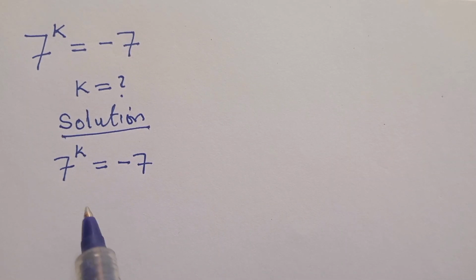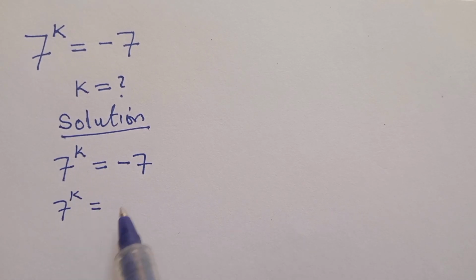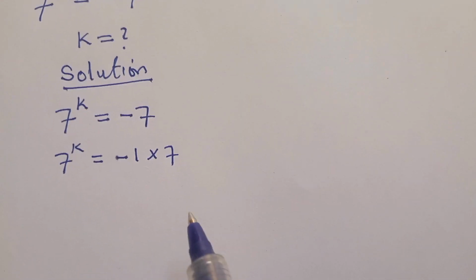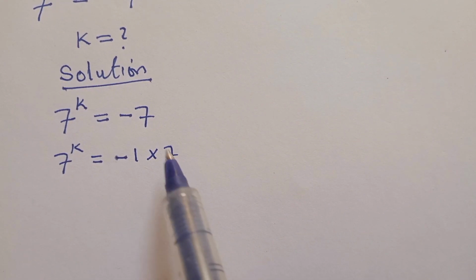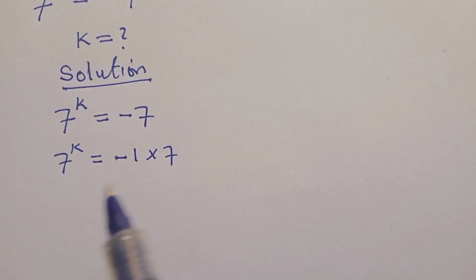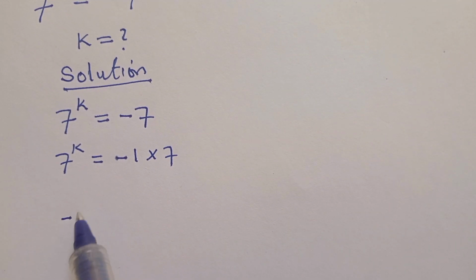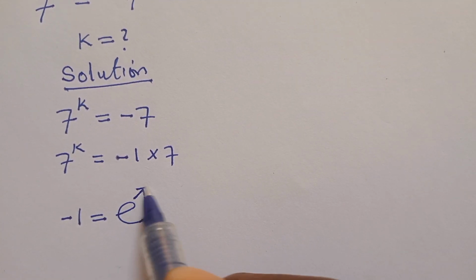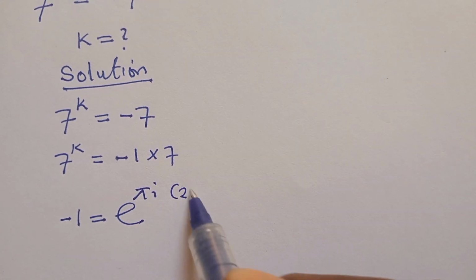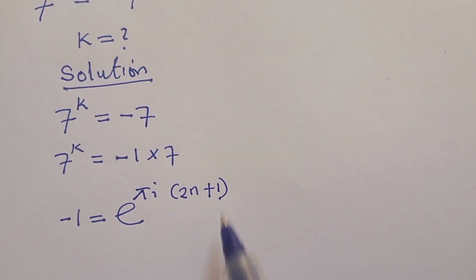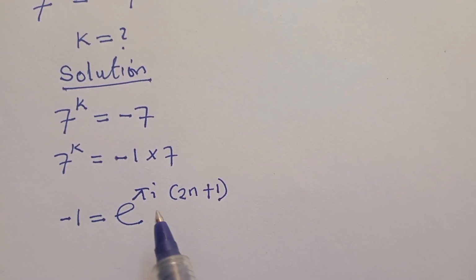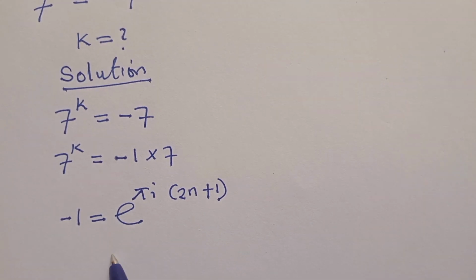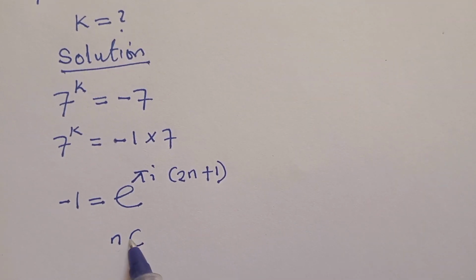So the first thing that I want us to do: we have 7 to the power of k equal to minus 1 multiplied by 7. If you multiply minus 1 by 7, this simply gives you minus 7. And don't forget, minus 1 is equal to e raised to the power of i into bracket 2n plus 1.